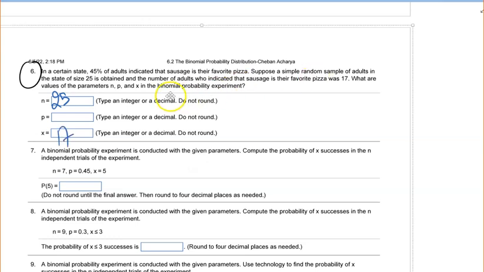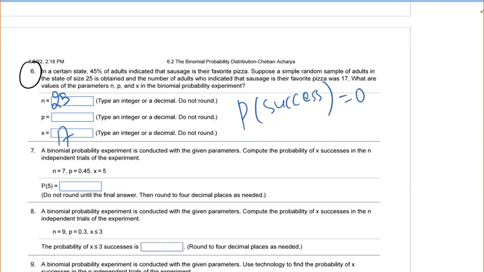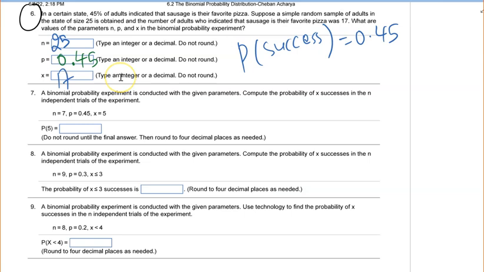And what's the probability of success? Success here is who like sausage pizza. Success is going to be 0.45, because remember that 45% indicate that sausage is their favorite pizza. Therefore, the probability of success is 0.45. That's the answer for question number 6.